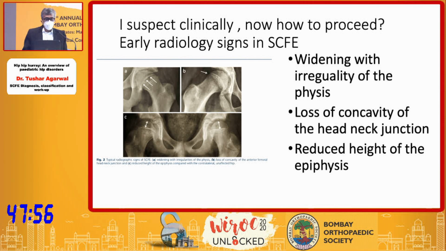From clinical, we come to radiology. So we'll obviously do the pelvis with both hips AP first. There are 3 signs which we need to look for. At this point, I must tell you that a very obvious SCFE, a severe slip, is obvious to all, but it's the subtle slip which is difficult to pick up. So you need to see a widening or irregularity in the physis. You see a loss of concavity of the head-neck junction and a reduced height of the epiphysis.